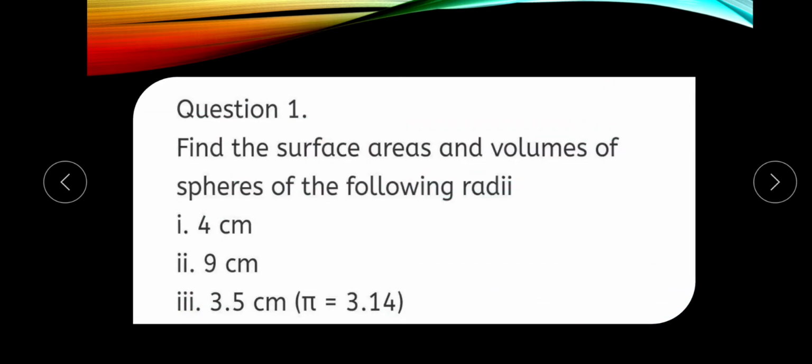Question 1. Find the surface area and the volume of the spheres of the following radii. First one 4 cm, second one 9 cm, and lastly 3.5 cm. The value of pi is given as 3.14. So we will substitute the value of pi as 3.14.